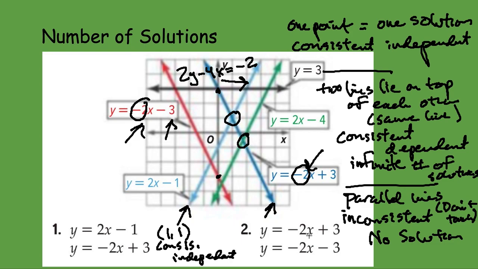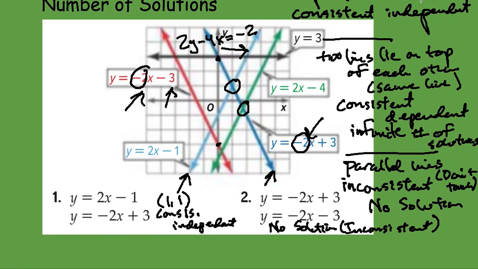And then number 2, negative 2x plus 3 and negative 2x minus 3, was the example we were just talking about. That is a good old no solution, because they're parallel lines, and we would call that inconsistent. So that's kind of how numbers of solutions work, and a recap of how your results look when graphing. Okay, so I'm going to stop the video here, and then we'll pick up elsewhere.